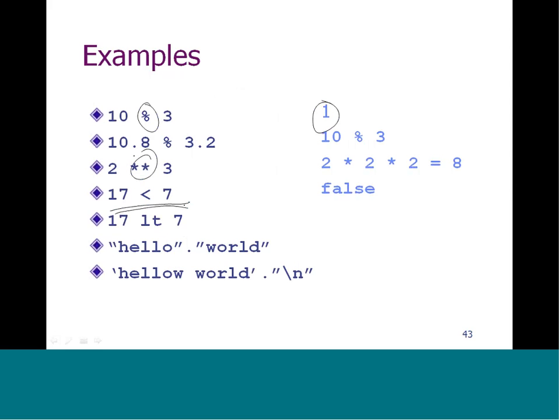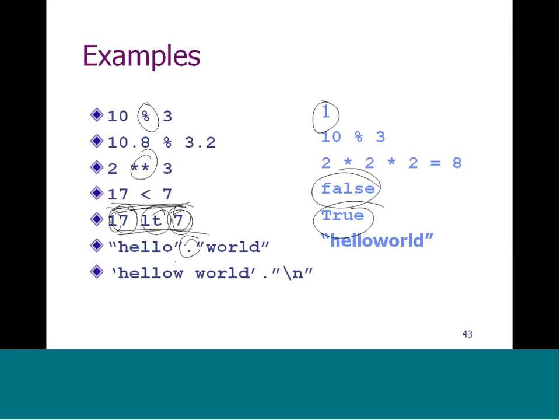If you try 17 less than 7, the answer is false. Whereas 17 less than 7 in the string operation, the answer is true. Based on which operator you use, the result is different. If you want a numerical comparison, you need to use this one, whereas this one is used for string operations. This is mainly because of how the comparison is done. And this is the concatenation operator, the dot. It produces just a single string, no space, so everything is joined together.